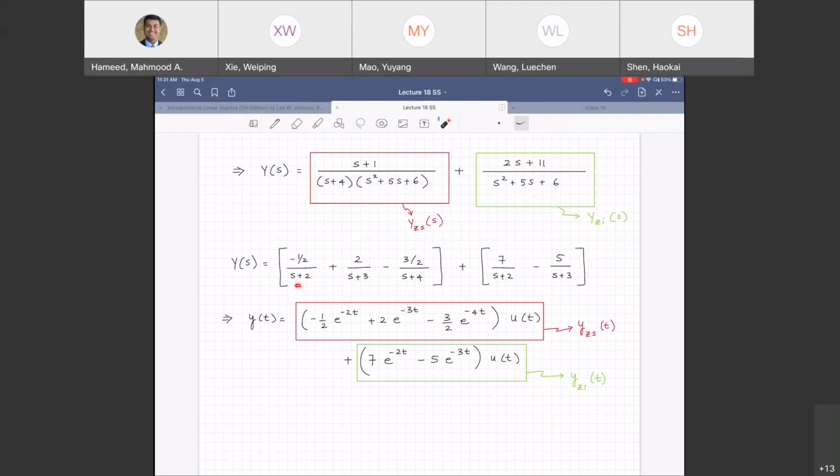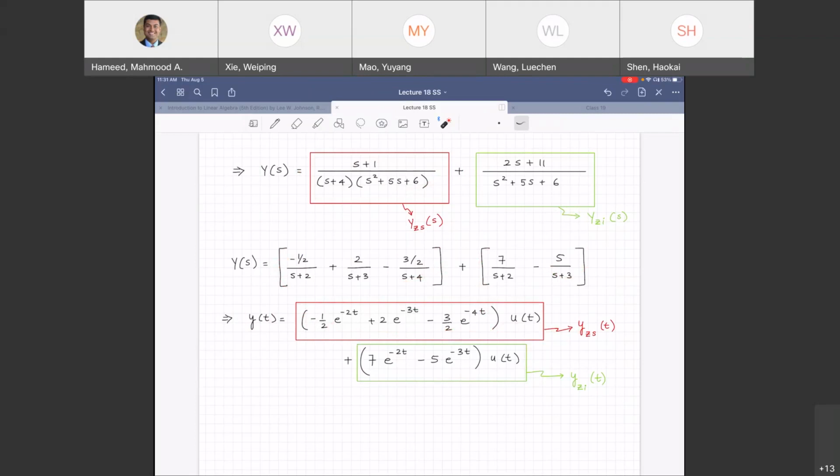All right, so from here, use the standard forms. Negative half e to the minus 2t plus 2 e to the minus 3t minus 3 over 2 e to the minus 4t and so on. So you get all of this. For the red ones, the 0 state, right? This, and this. And then for the 0 input, which was here, you got that, and then the response of that is this. So you have the total response. Some of those things are for 0 input, some of those things are for the 0 state.